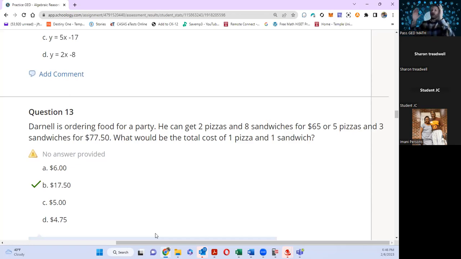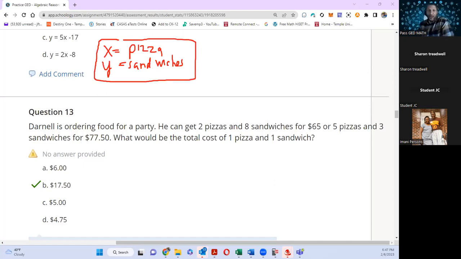Wow. Does anybody know where to start on this problem? You gotta see what you're given. Okay, so identify your given. So you got 2 pizzas and you got 8 sandwiches for 65. So how can we assign our variables? What should we assign our variables to? X pizza, Y sandwiches. Perfect. X is pizza, Y is sandwiches. So we know that everywhere we see pizza, there's going to be an X, and everywhere we see sandwiches are going to be a Y. That's the most important step when you're trying to solve a system of equations.